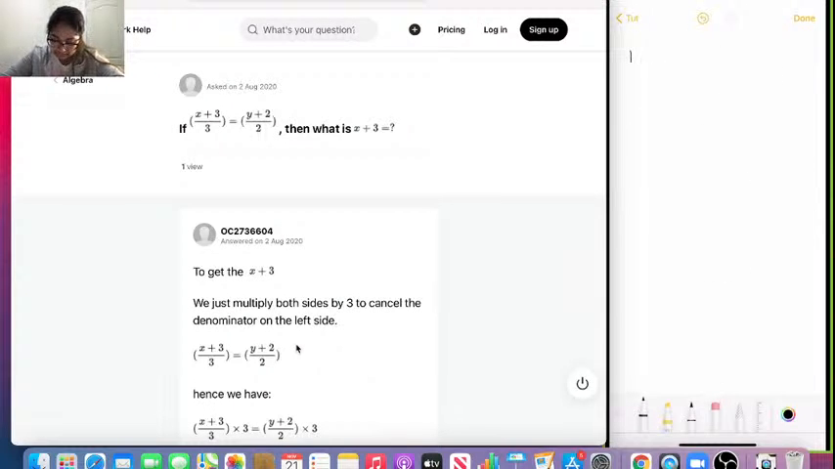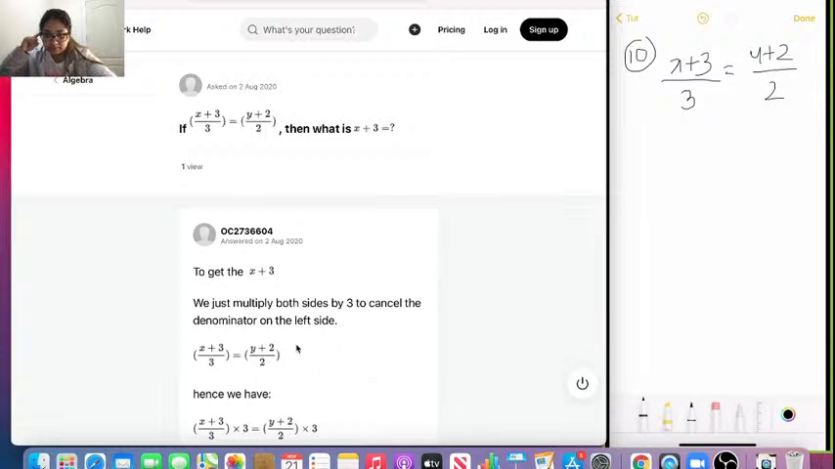Okay, number 10. It says, if x plus 3 divided by 3 equals y plus 2 over 2, what is x plus 3 equal to? So what we want is to get what x plus 3 is equal to. This requires some steps, but if you just know how to isolate, we basically need to isolate x plus 3. That's what they're telling us to do. So x plus 3 over 3 is equal to y plus 2 over 2. We want to get x plus 3 by itself.